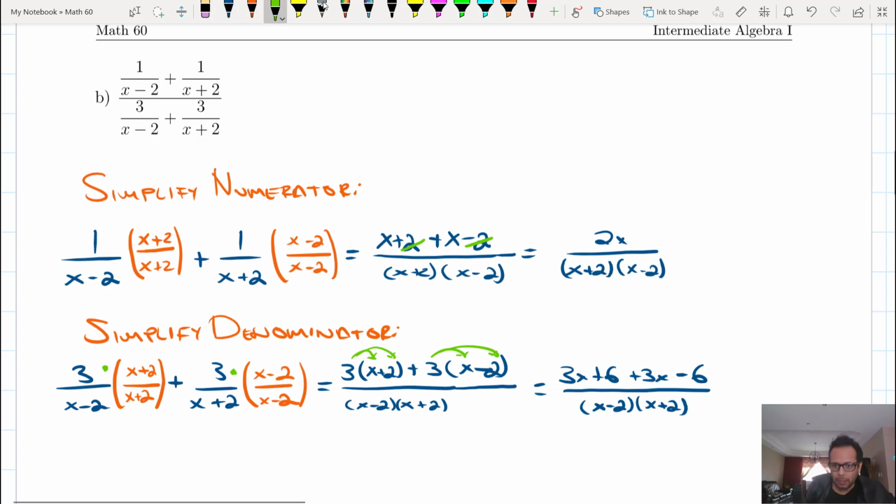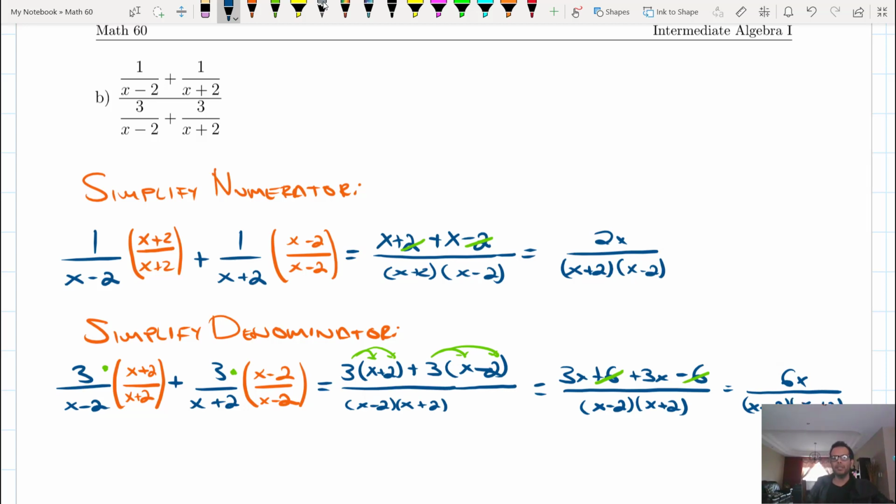Now let's look at the numerator and combine like terms whenever we can. Notice how the positive 6 cancels this negative 6. So this will give us as a final result, notice we can add this 3x plus 3x to give us a 6x, divided by x minus 2 times x plus 2.